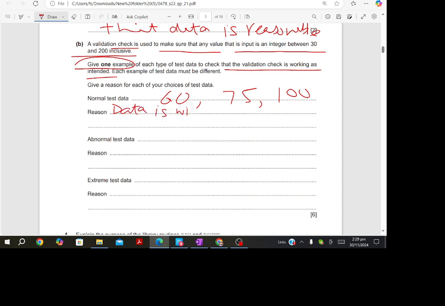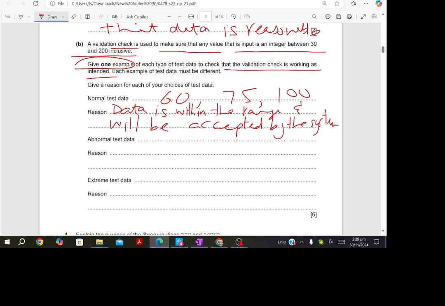Data is within the range and will be accepted by the system. Then we have abnormal test data.